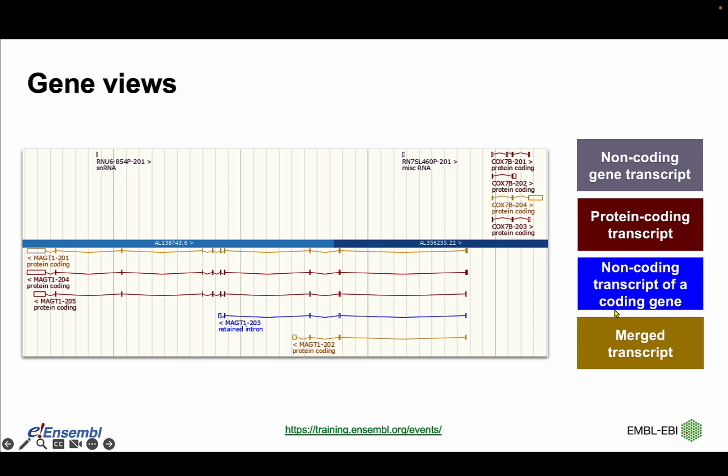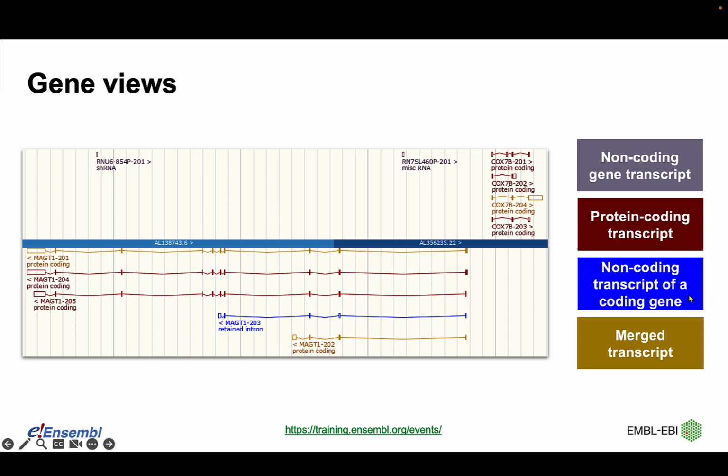We have non-coding transcripts which do not produce proteins, for example, RNA genes. These are colored in gray. We have protein coding transcripts, which are transcripts that are translated and produce proteins. These are colored in red.